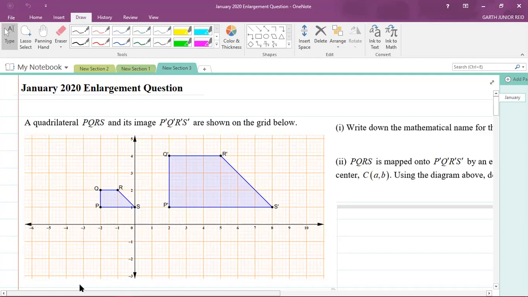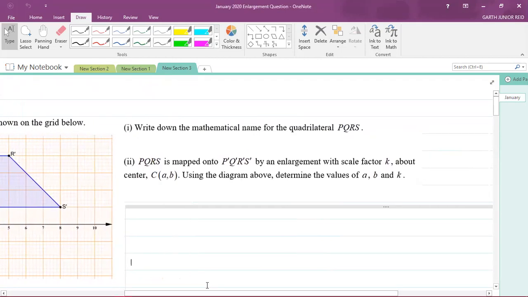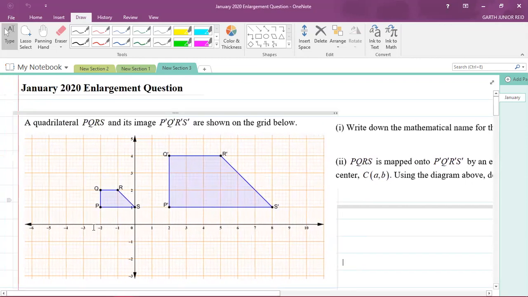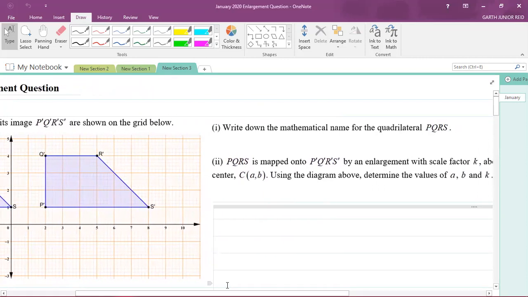Okay. All right. So the first part of the question says we are to determine or write down the mathematical name for the quadrilateral PQRS. All right. We know it's a quadrilateral because it has 4 sides in total, right? But what type of quadrilateral is this? Well, if you observe the diagram carefully, it's going to be a quadrilateral, but the type of quadrilateral is a trapezium, right? It's going to be a trapezium.